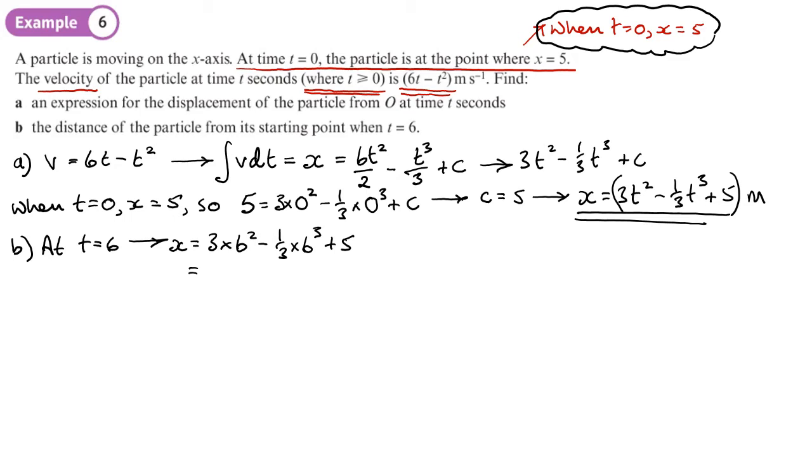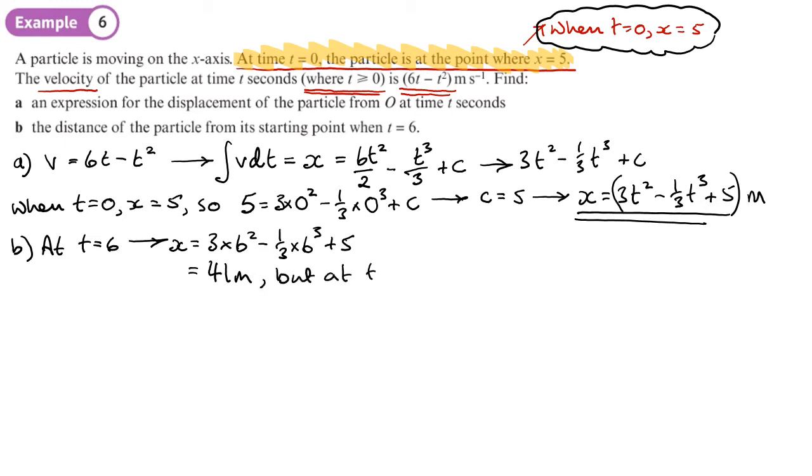So that's 3 times 6 squared minus a third times 6 cubed plus 5, and I get 41 here. Now we need to think, what does this 41 mean? Is this the final answer? It's easy to miss this out, but it did say that at t equals 0 it was at the point 5.